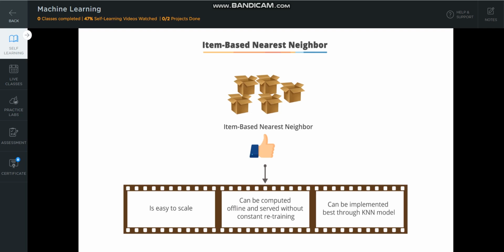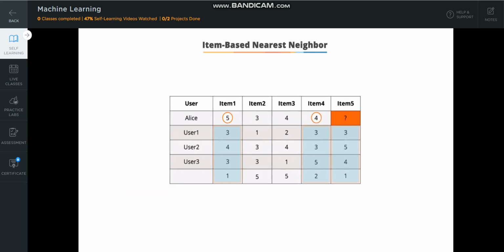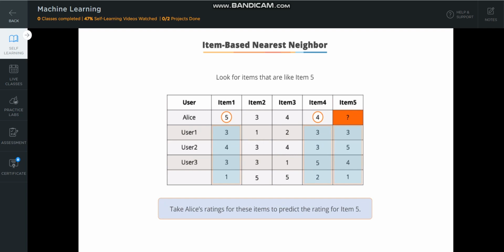KNN is the perfect go-to model to implement an item-based collaborative filtering. It is also a very good baseline for recommender system development. Look at the given example. In item-based collaborative filtering, you need to look for items that are like item 5 and then take Alice's ratings for these items to predict the rating for item 5.